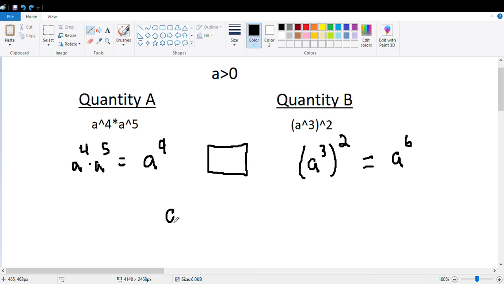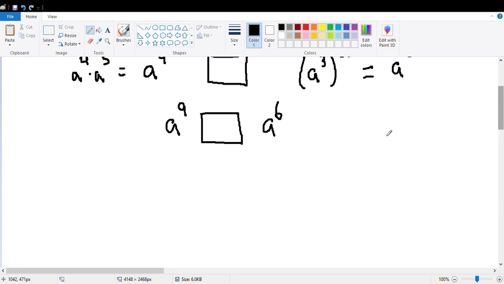Alright, so we have a to the 9th power, our empty box right here, and we have a to the 6th power. So I'm going to divide both sides by a to the 6th power, and this is to simplify even further. You see, when I do this, dividing by a to the 6th power, this is going to become a 1 on this side, obviously with the empty box that I don't know. And here it is going to be a to the 3rd power.